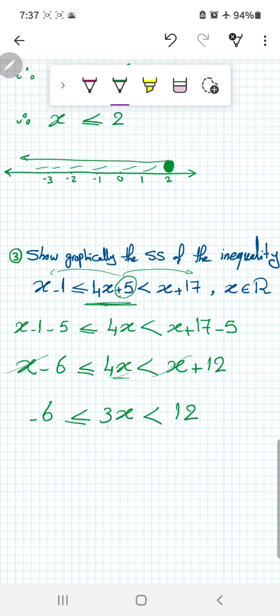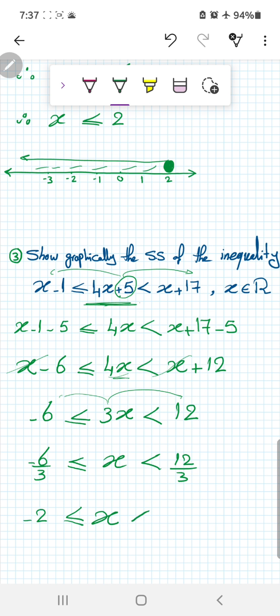Okay, here we have 3x. So remove the 3 on the other side by dividing. -6 divided by 3, here x, and 12 divided by 3. So here we have x greater than or equal to negative 2 and less than 4.